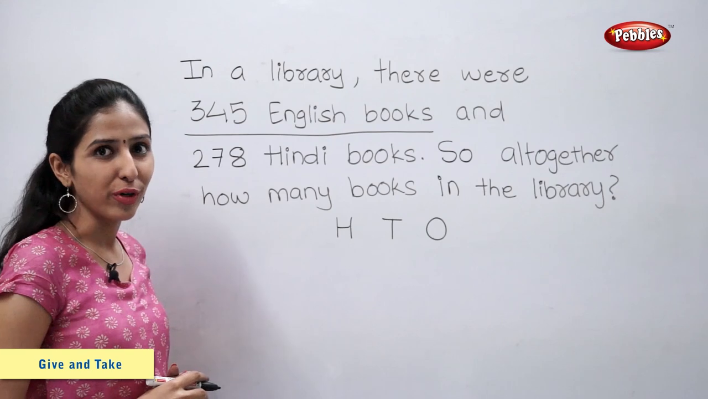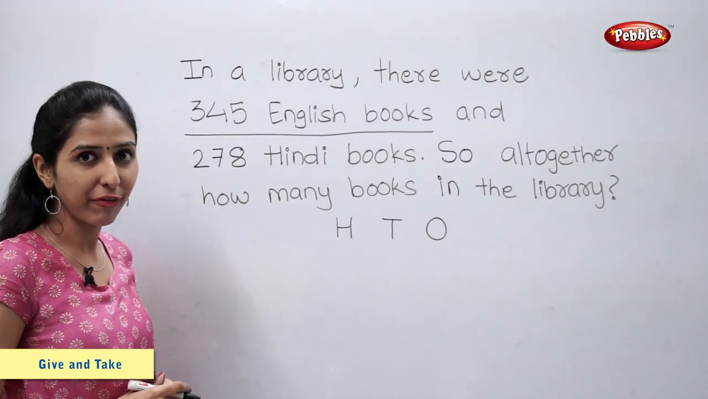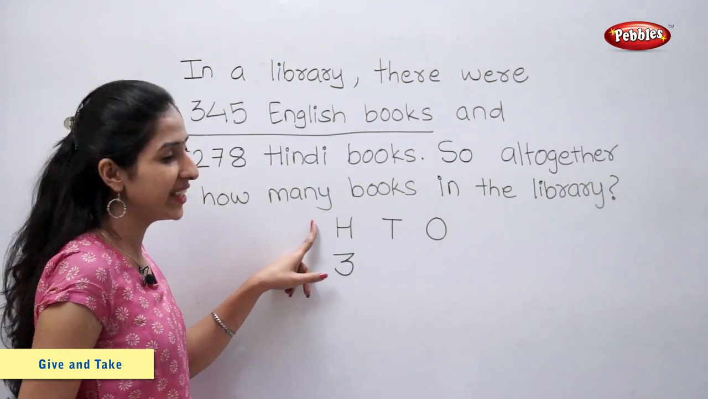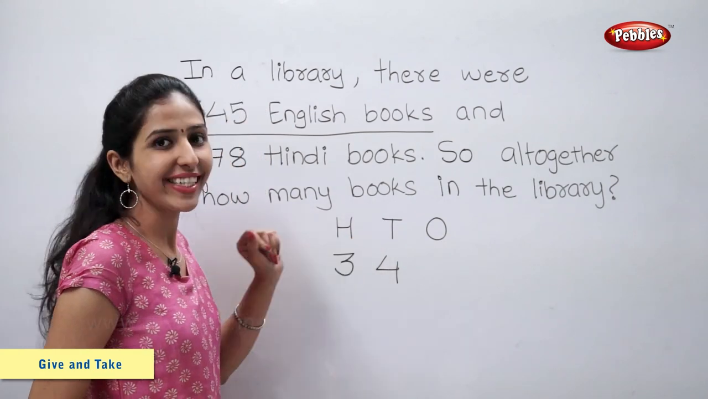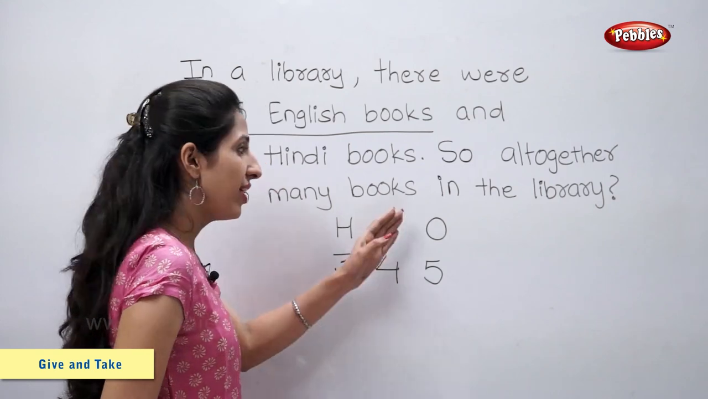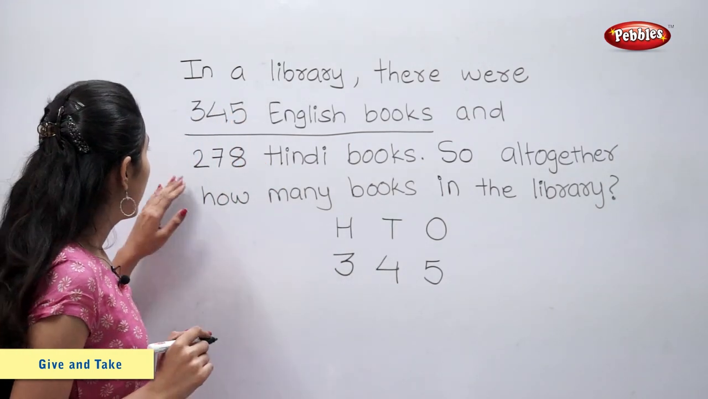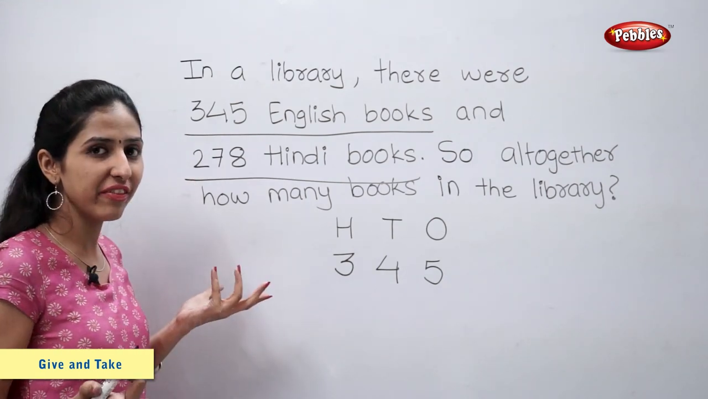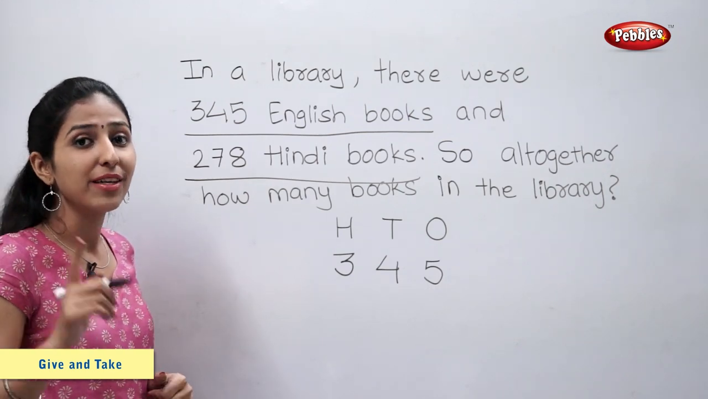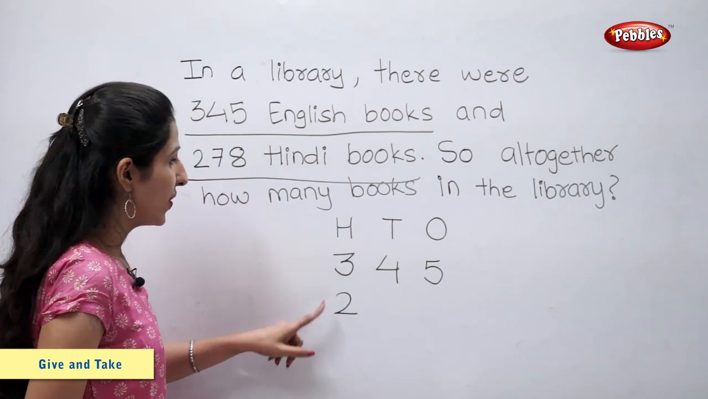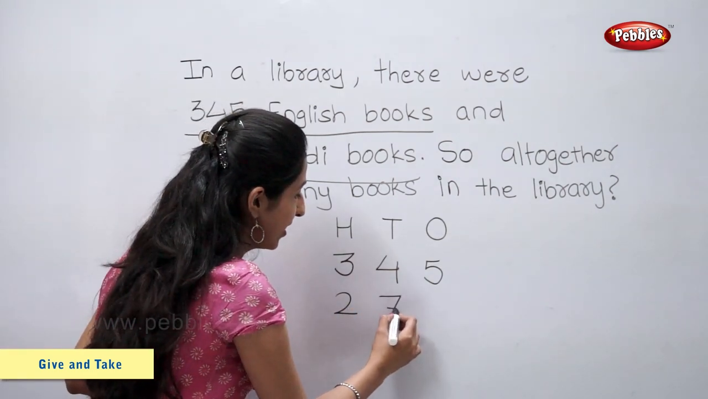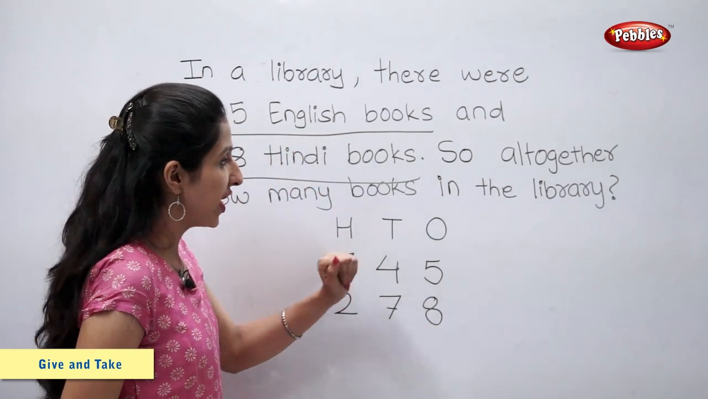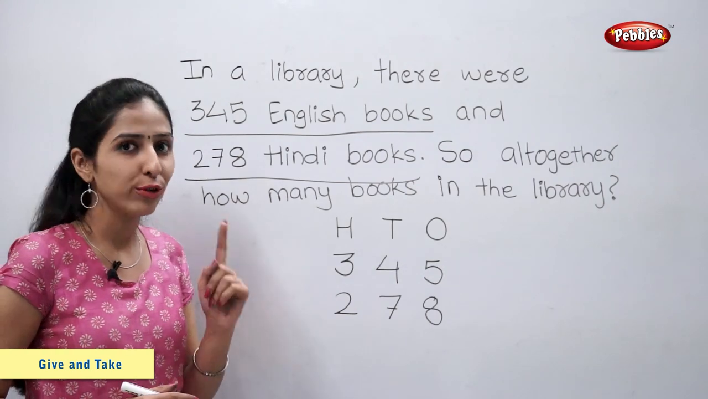There are 345 English books. So let's write 345. 345 means 3 hundreds, 4 tens and 5 ones. There are 278 Hindi books. Let's write 278. 278 means 2 hundreds, 7 tens and 8 ones. Now we have to find total number of books.